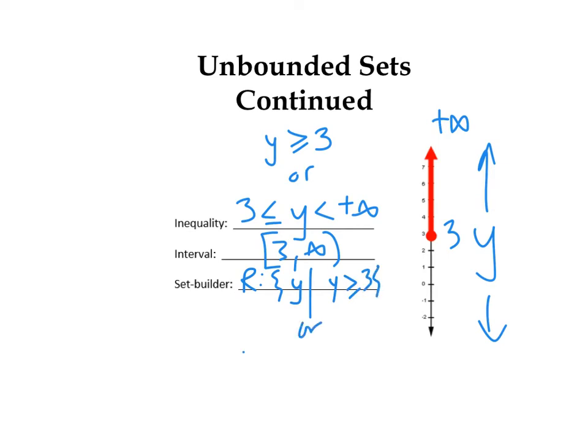Or the other notation, y such that y is between 3 and infinity. Notice how the infinity, it's already assumed to be positive. You don't have to put a plus. You do have to put a negative if it's negative infinity. But the plus and positive, it's just sort of implied that it's the same thing.